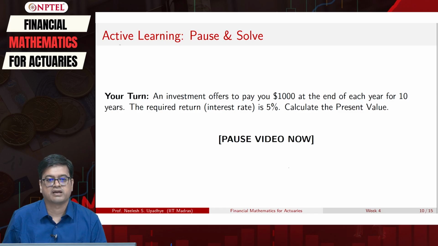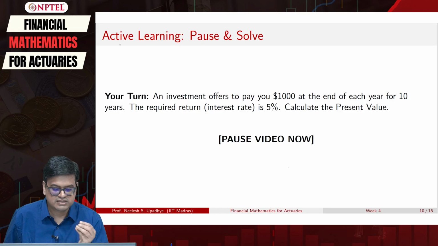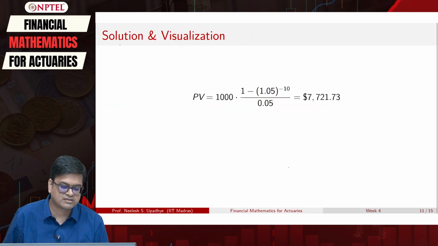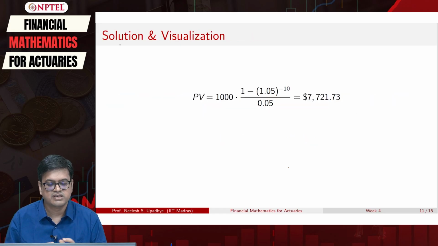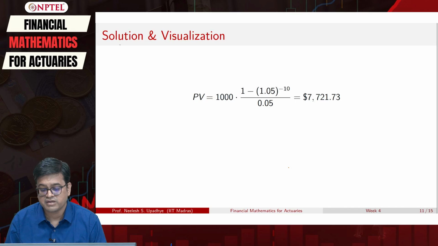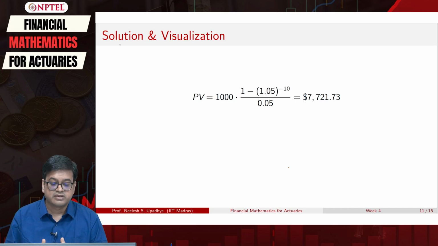Okay, welcome back. I hope you got the answer and you must have been amazed with it. It's a simple calculation. This is 1000 into A 10 at 5%. You can easily do that, and the answer is 7721.73. There are 10 payments of $1000. If you sum them up, it will be 10,000.